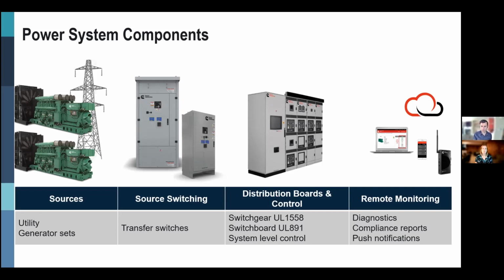And then you may have distribution boards in your system. The commonly used name for a distribution board is a switchgear, and the switchgear falls under UL 1558, or a switchboard, which is UL 891. And then if we have a big system, you have what you might call a system level controller that orchestrates that entire power system, and it acts as a single point to have access to all the data for the system.